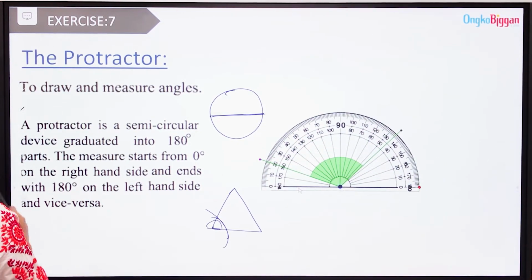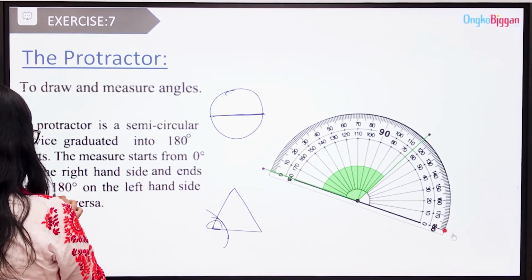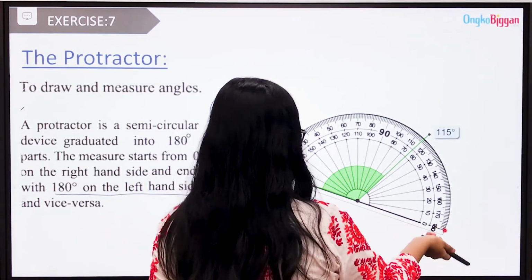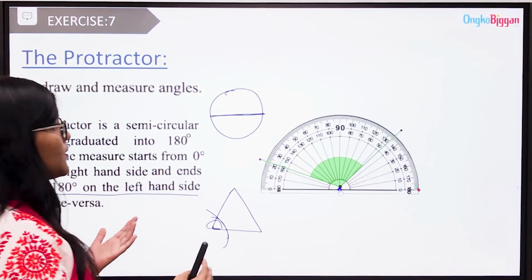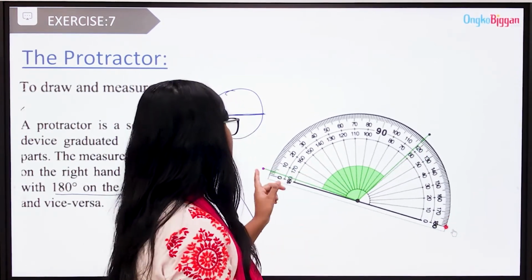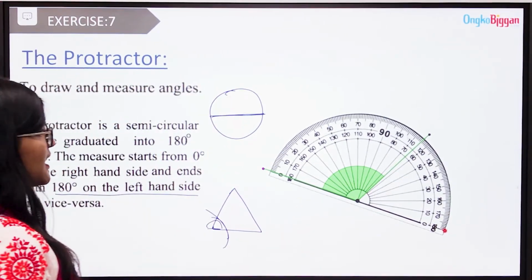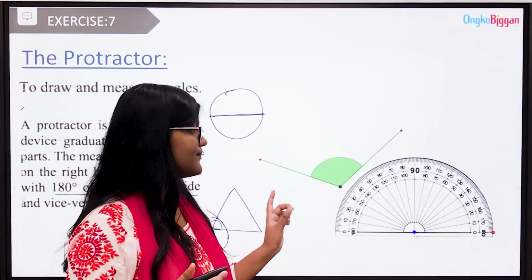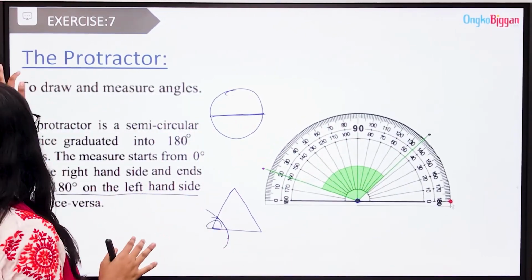Measurement starts from 0 degrees on the right hand side and ends with 180 degrees on the left side. And vice versa, so we can see both anticlockwise and clockwise directions. We have similar numbers, 0 to 180, and again 0 to 180. For cases where we have to measure in the clockwise direction, we have the purpose of the two directions. So yes, I hope you are clear.